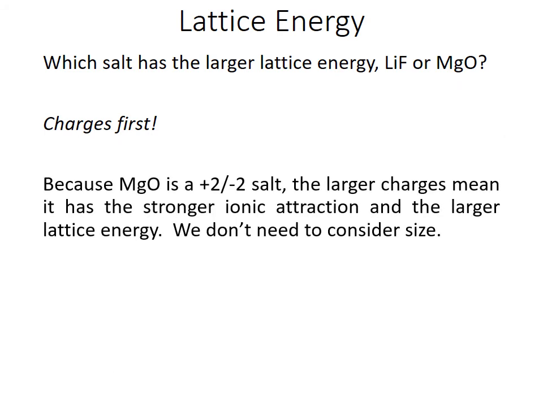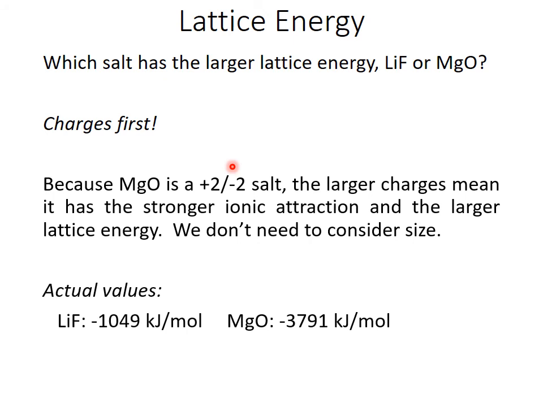So, because magnesium oxide is a +2 -2 salt, the larger charges mean it has the stronger ionic attraction and the larger lattice energy. We don't even need to consider size. Looking at the actual values, lithium fluoride's lattice energy is -1049 kilojoules per mole, and magnesium oxide's is -3791 kilojoules per mole. This is much, much, much more negative and a much larger lattice energy.